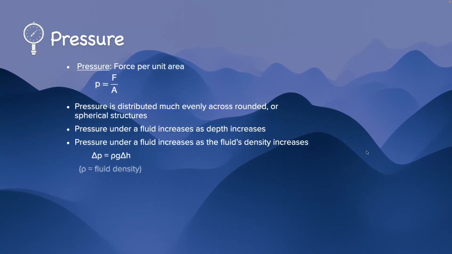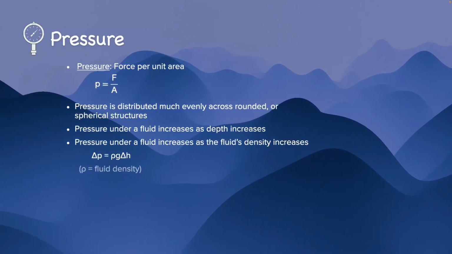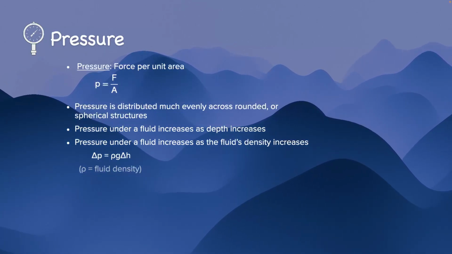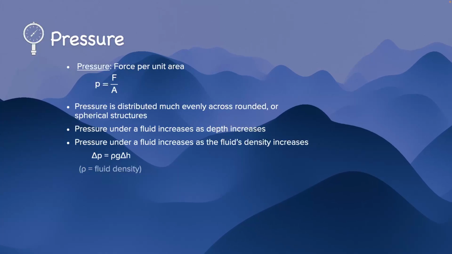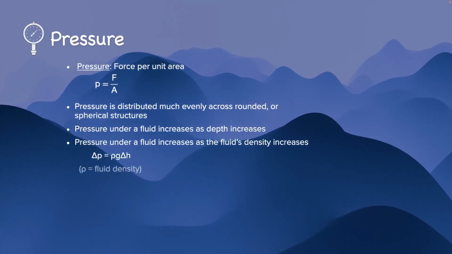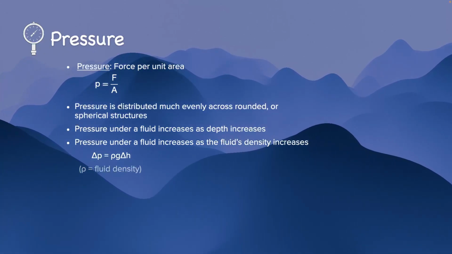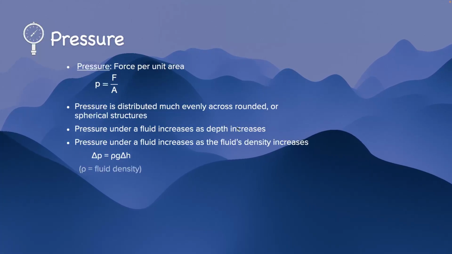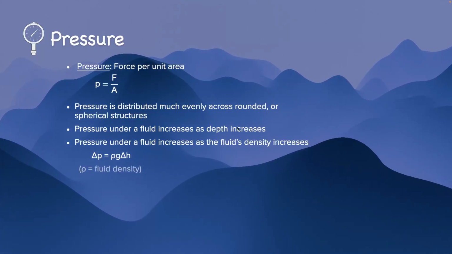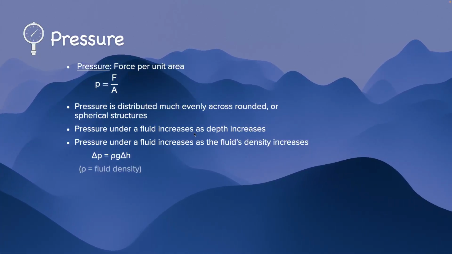So for example, if you try to hold an egg and squeeze it from all directions, you'll notice that it doesn't crack. But if you pierce it from only one direction by, for example, banging a knife on it, it will break easily. So you can see that pressure is distributed across the egg's surface area much more evenly.